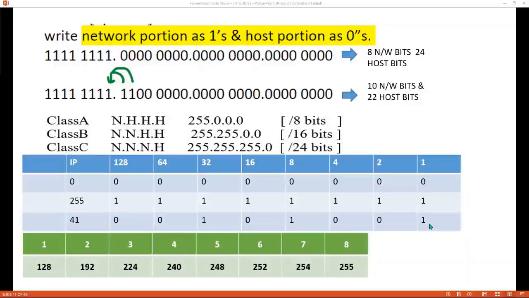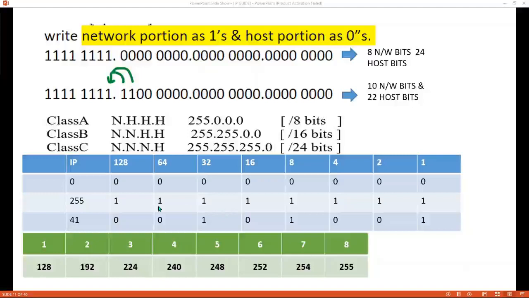In that case, 1 times 1 gives you 1, plus 1 times 8 gives you 8, so 1 plus 8 is 9. Again, 1 times 32 gives you 32. So 9 plus 32 gives you 41. For all the zeros, even if you multiply 0 by 128, you are going to get 0 as a result. So there is no value for the zero positions.